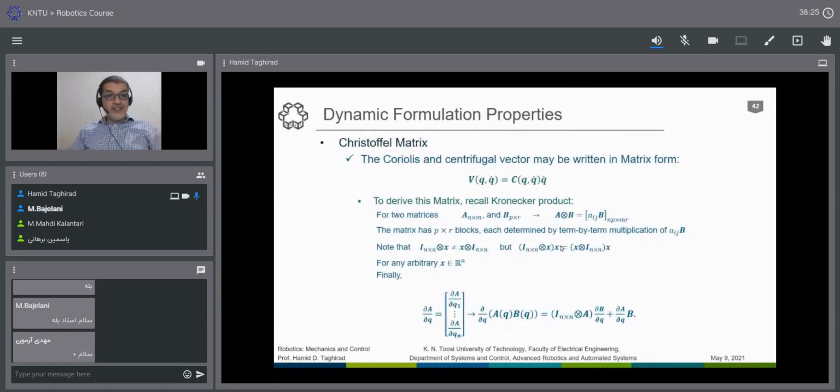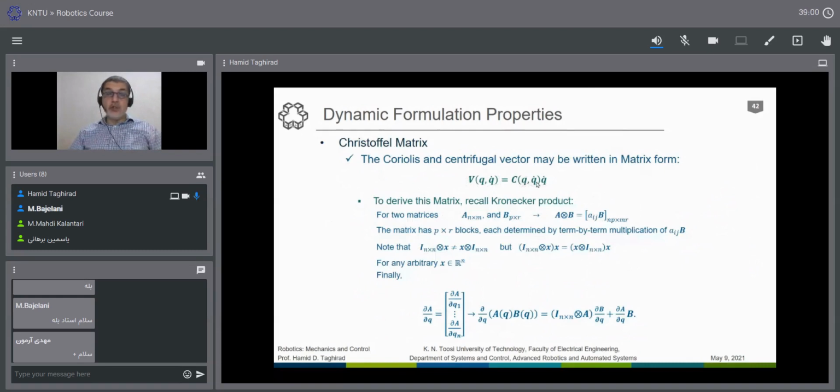But next, there is also a very important property of the matrix formulation. We call it the Christoffel matrix. This comes from the name of a scientist who worked on the dynamic properties or dynamic matrices. We can show that the V vector, the Coriolis terms and centrifugal terms, can also be represented by a matrix, the Christoffel matrix, times Q dot.